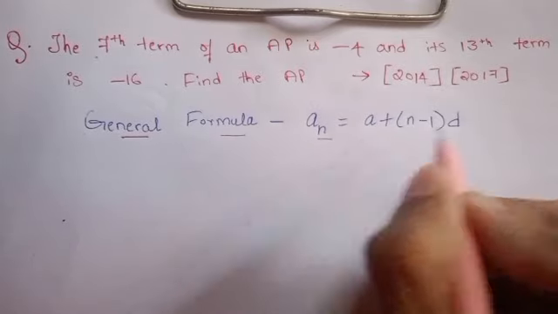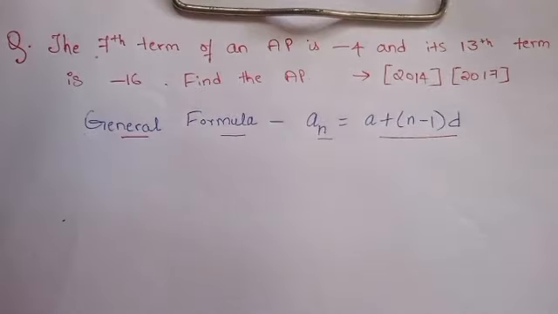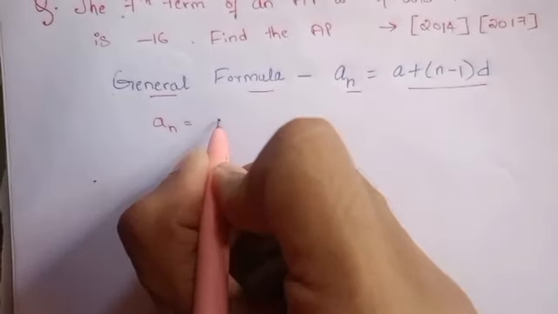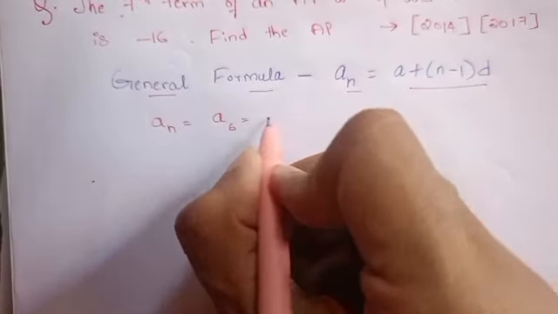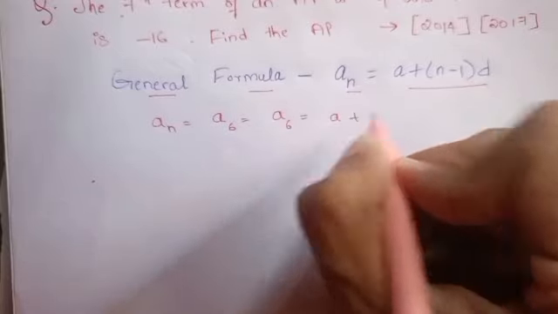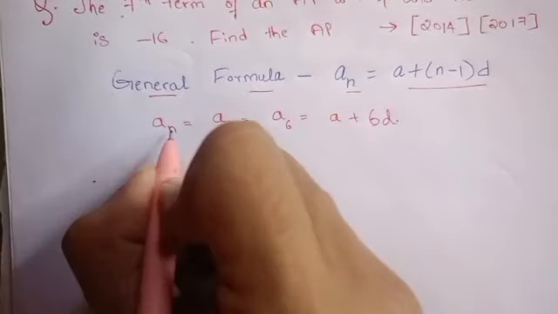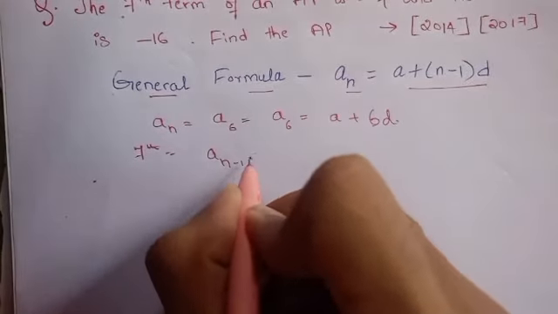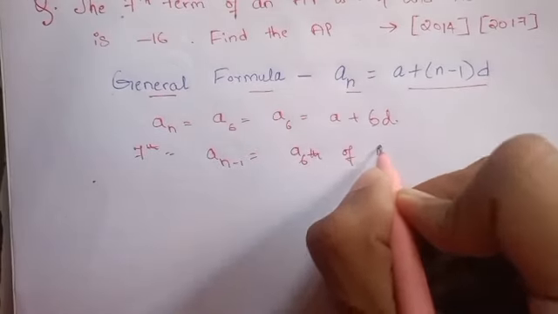The general formula for an AP is a plus (n minus 1) into d. So now let's find the AP. Now a_n, the nth term, is given as a_7, that is nothing but the 6th term, so a plus (n minus 1)d becomes a plus 6d. So the 7th term is a plus 6d, equation 1.